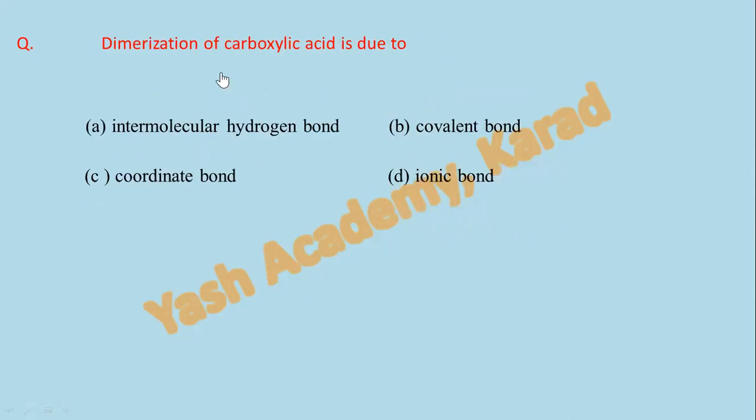Next, dimerization of carboxylic acid is due to intermolecular hydrogen bond, covalent bond, coordinate bond, or ionic bond. This is the structure of carboxylic acid. This is another carboxylic acid.